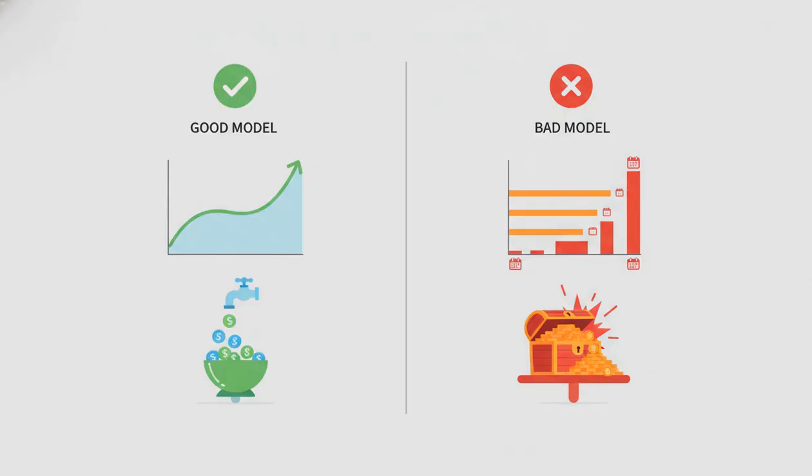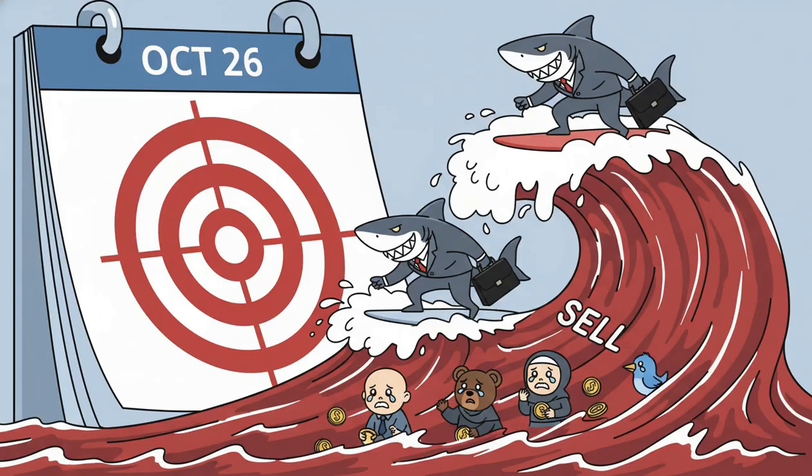The alternative, which I see far too often, is a cliff-heavy model, where huge chunks of tokens unlock on specific dates. All this does is paint a giant target on your calendar for traders. They know a wave of sell pressure is coming, and they'll play against it, which almost always ends up hurting your most loyal, organic community members.